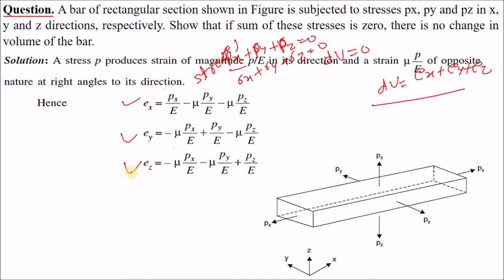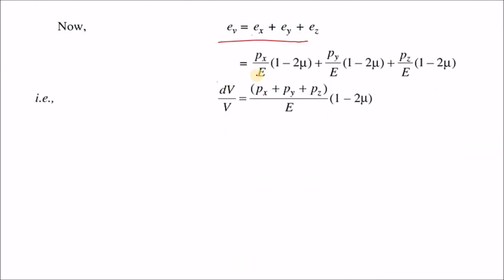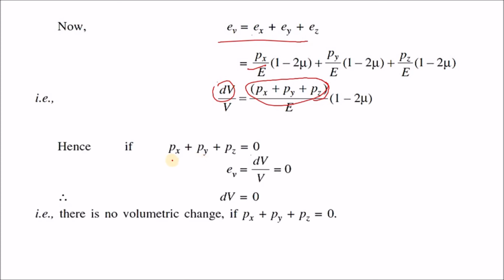We need to add all these three to find the volumetric strain. After adding we will get this one. So volumetric strain equals this much. From here you can see if this is equal to 0, automatically dV will be 0. Hence if rho x plus rho y plus rho z equal to 0, ev equal to 0. It's proved. We need to prove this one only, no?